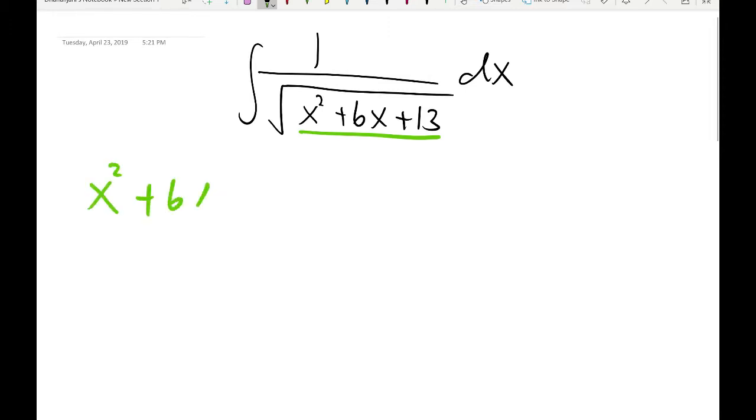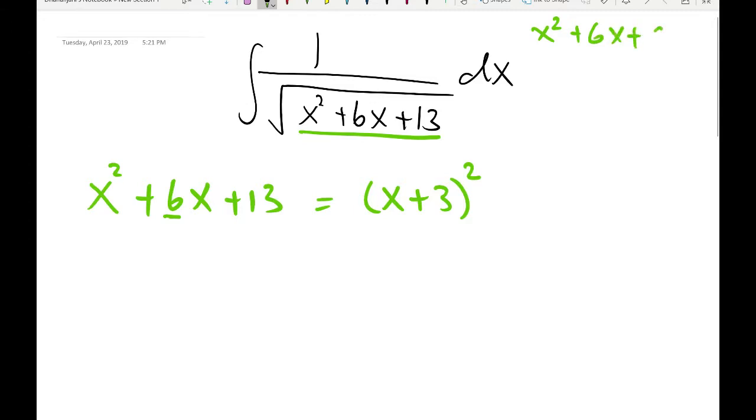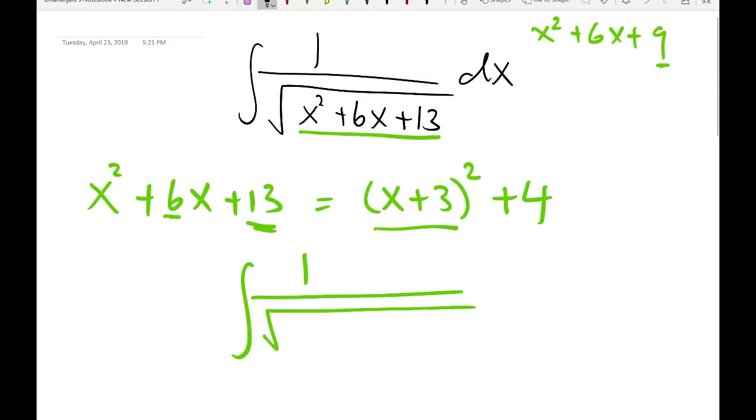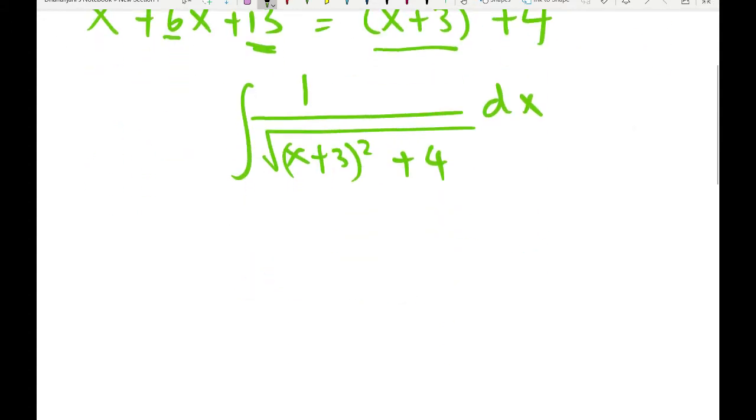x square plus 6x plus 13. The coefficient of x is 6, so half of 6 is 3, so this is almost equal to (x plus 3) square, but (x plus 3) square is actually x square plus 6x plus 9, but you have 13 here, so you're off by 4, so you add a 4. Okay, alright, so let's rewrite the integral in the new version using the new version of the function. So (x plus 3) square plus 4. Alright, now let's proceed from here.